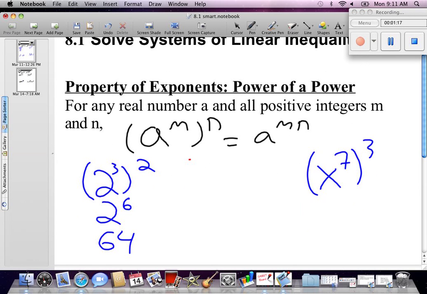Now we could rewrite this out so you could see how this looks. If we have 2 cubed twice, that's 2 cubed and 2 cubed. That's also written as 3 2's and 3 2's. So we have 6 2's, or 2 to the 6th. You see that? Now remember, it's not 2 times 3 or 2 times 6. It's 2 times itself 6 times.